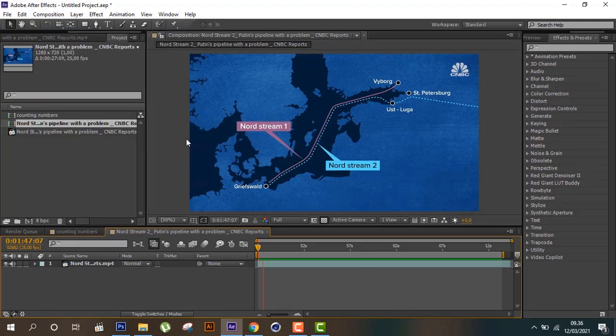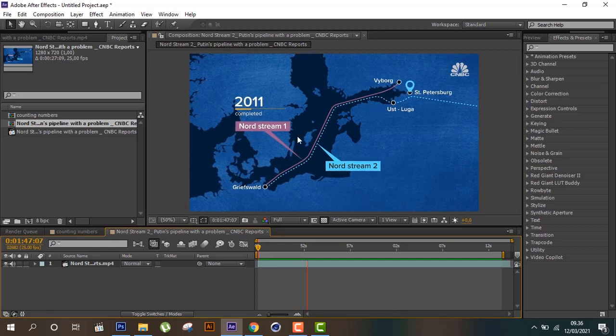Stream pipelines, which were completed in 2011. The pipeline enters the Baltic near St. Petersburg in Russia and stretches 765 miles along the seabed.